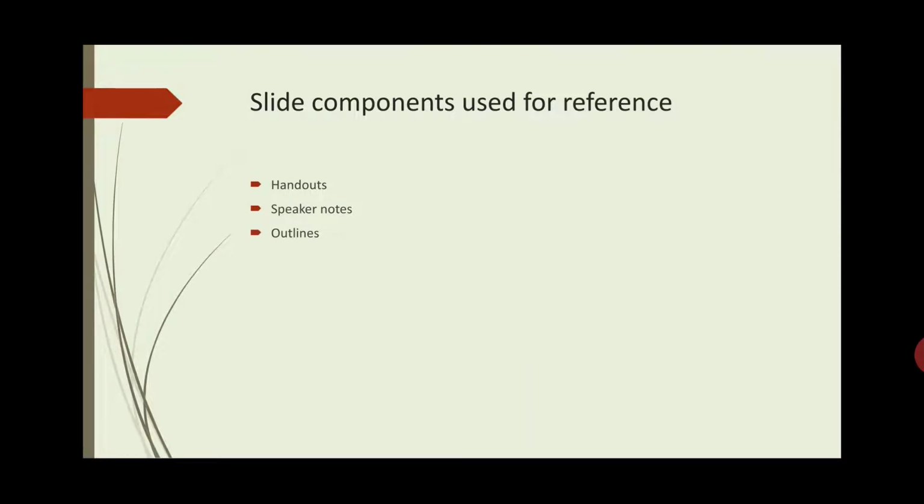Next, coming to what are the different slide components used for reference? It means when you present your slide or whenever you present your presentation, what are the different slide components that are used for reference. First one is the handouts. Handouts refer to the smaller printed versions of slides. Okay, when you create a presentation, handouts are given to the viewers and it helps the viewers to easily understand the presentation. Then next is speaker notes.